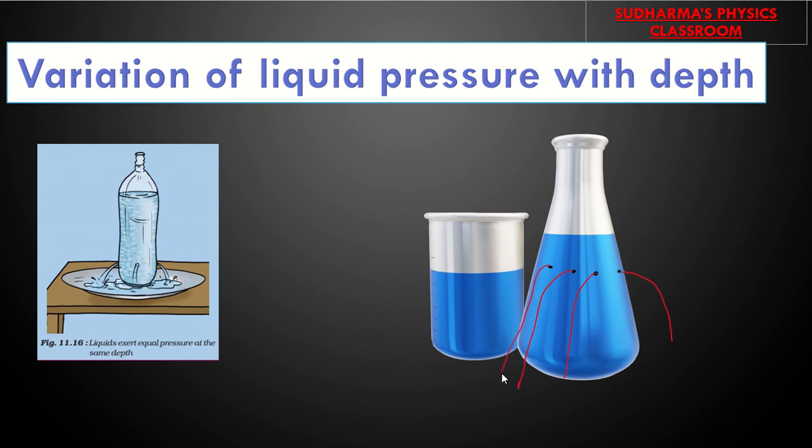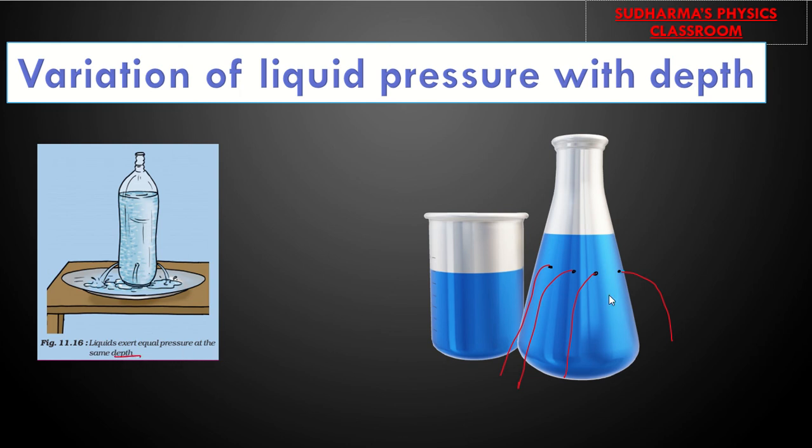So what we have done is, we have put holes at the same height of this vessel. So the water reaches the same distance with the same pressure. So this shows that liquid pressure at a particular height, or at a particular depth, is constant. That is what you can see in this picture also. Liquid exerts equal pressure at the same depth.